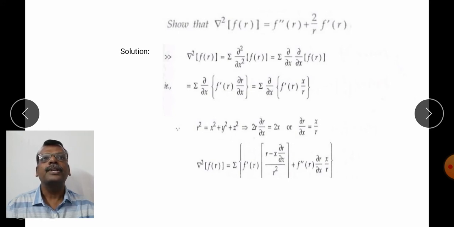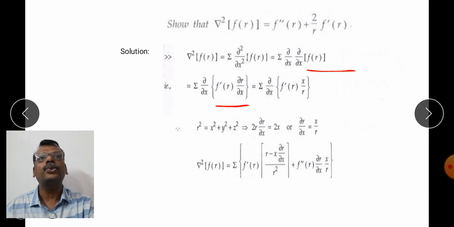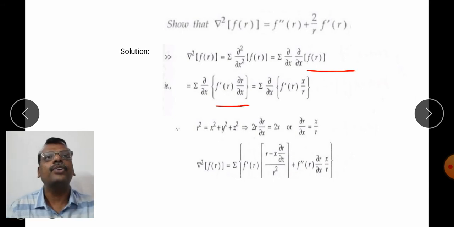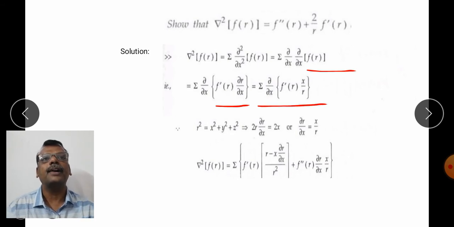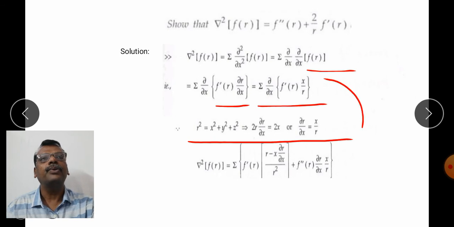Now that is equal to summation dou by dou x of, first differentiating f of r with respect to x, f dash of r into dou r by dou x, and also we know that the value of dou r by dou x is equal to x by r, that is equal to summation dou by dou x of f dash of r into x by r. Here it is the product of two functions. We know that r square is equal to x square plus y square plus z square. Dou r by dou x is equal to x by r. Similarly, dou r by dou y is equal to y by r. Dou r by dou z is equal to z by r. Applying the value in the above we have.